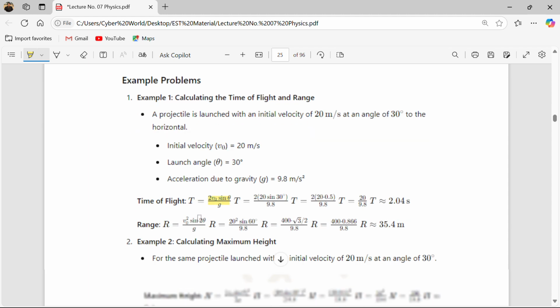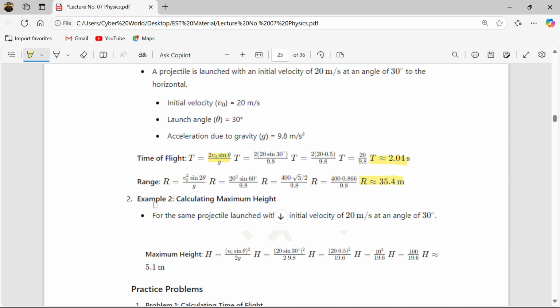Understood? Now the second part you have to find, and your time of flight is equal to 2.04 seconds. The second thing you have to find is the range, and you know the formula of range is v naught square sine of 2 theta divided by g, and all the values are given. After calculating, you know that sine 60 is equal to root 3 by 2, divided by 9.8, and that's all. So you will get the range, which is 35.4 meters.